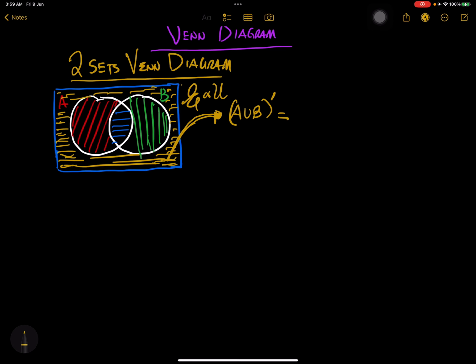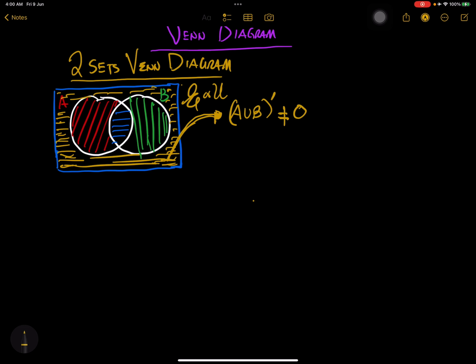A union B cannot be zero, right? It can't be zero because there's something there. A union B has something. It cannot be zero.